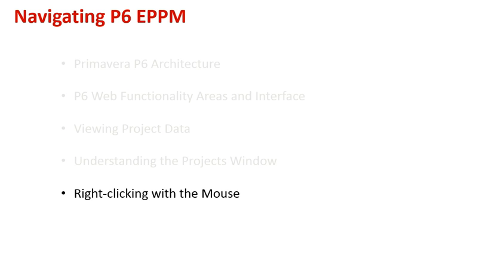Right-clicking with the mouse is a very important feature in P6EPPM. You will see that right-clicking the EPS nodes, projects, and other tabs makes pop-up menus appear, which you can use to your advantage. Finally, we will see the search function, which has a feature for context-sensitive searches.